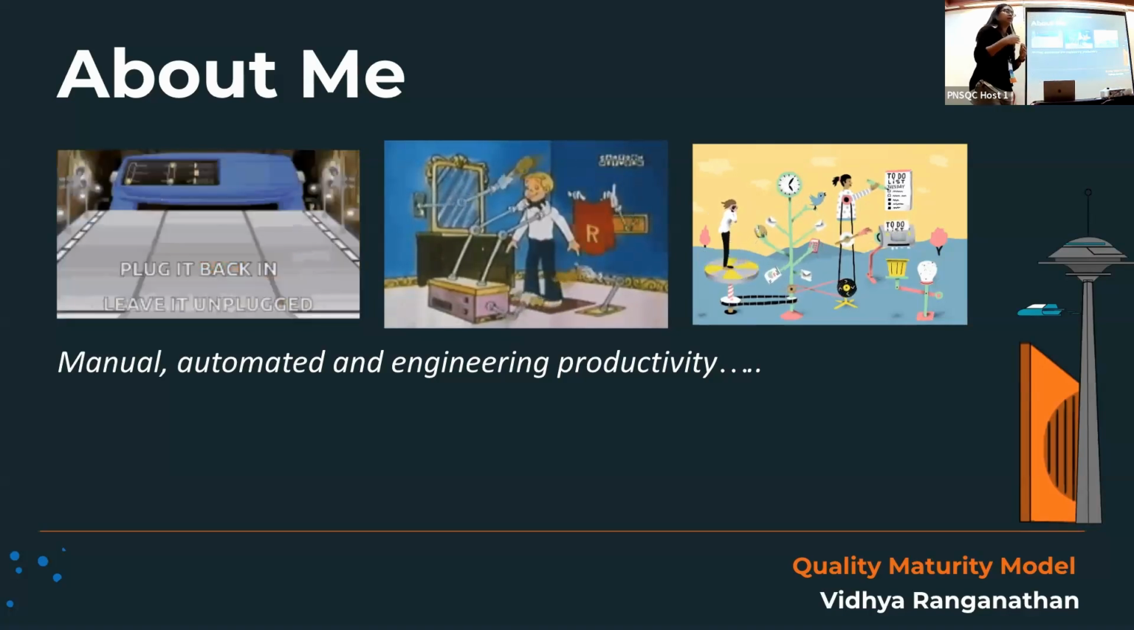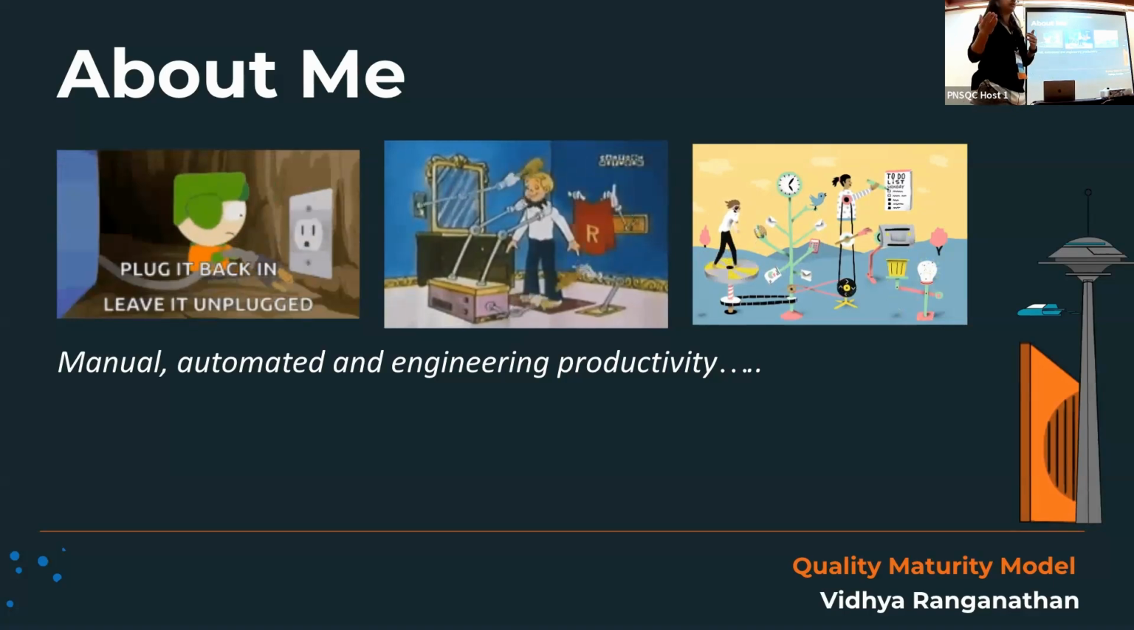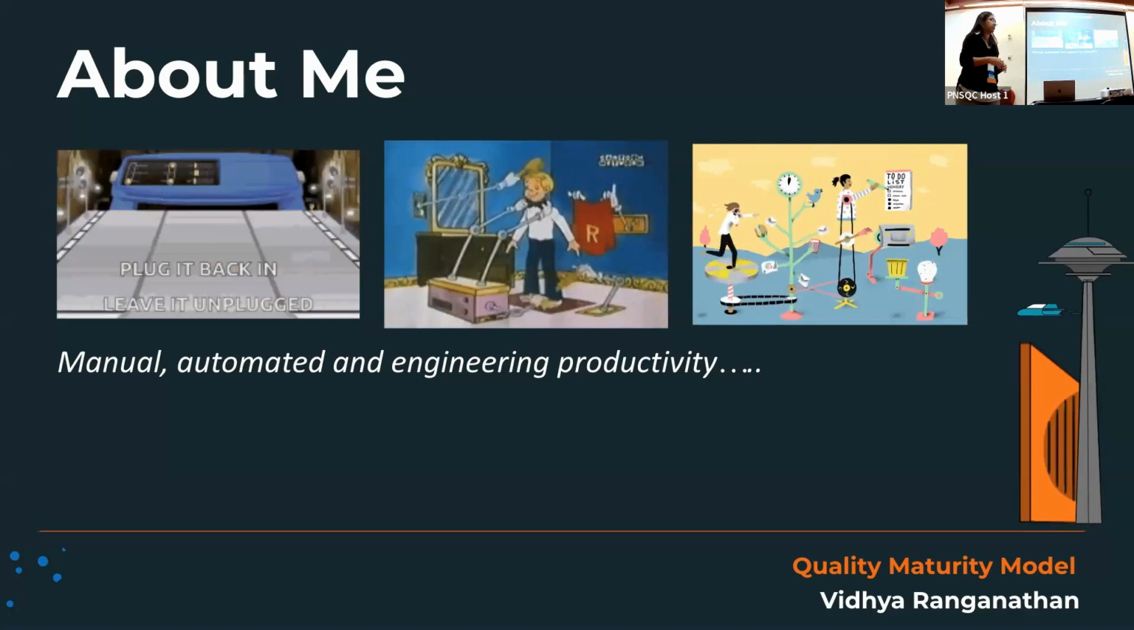When people started talking about productivity, what all did they speak about? Where did quality come into the picture there? And how those two tie together is kind of where this whole model came into being in the first place.